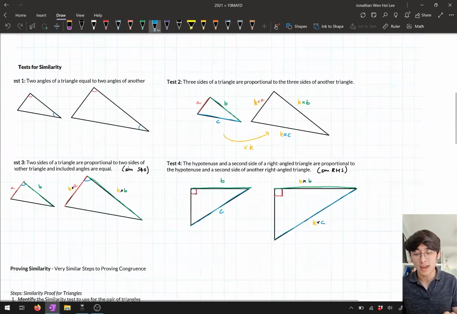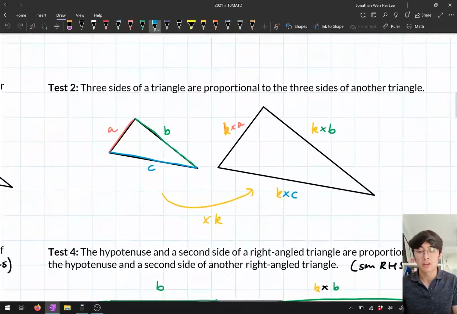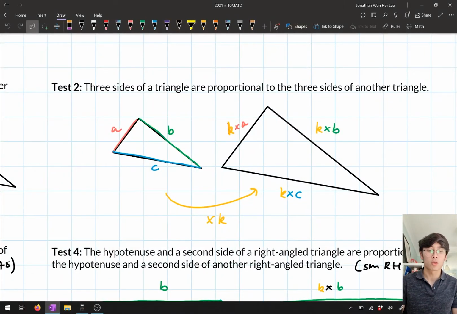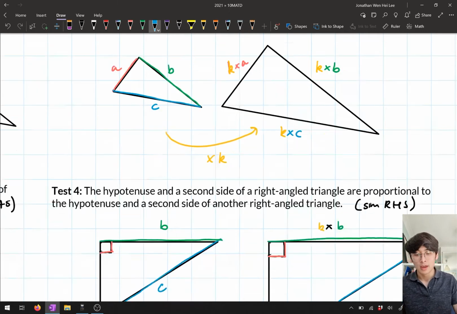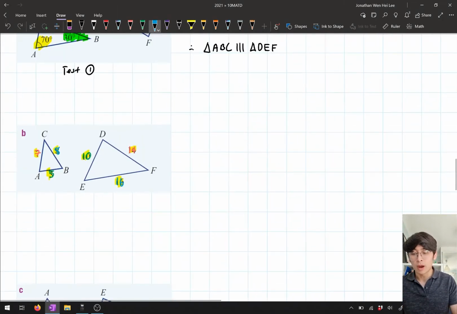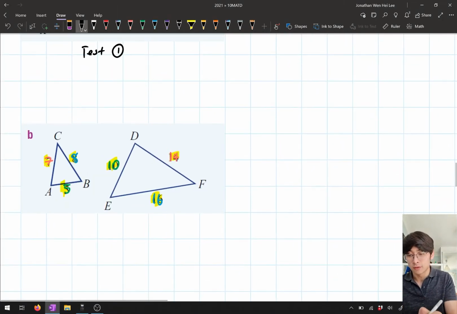If you have a look at my 4 tests, this is test number 2. 3 sides of a triangle are proportional to 3 sides of another triangle. So here, the value of k is 2. In order for me to get from one triangle to the other triangle, I actually multiplied all the side lengths by 2. And so here, I'm going to be using test 2 for this one.